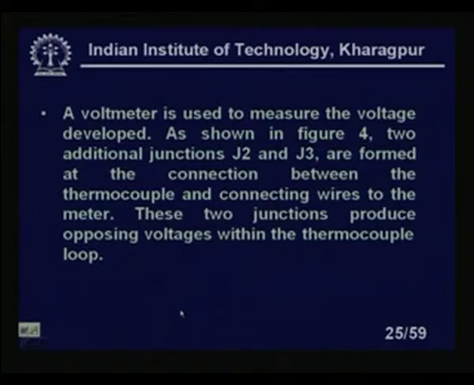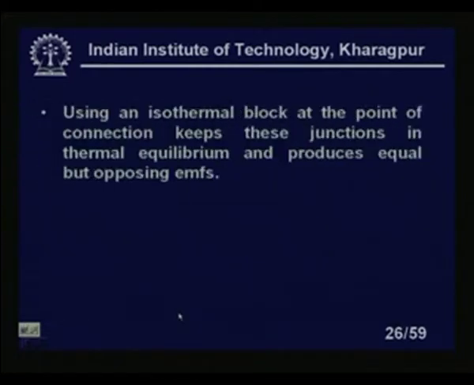A voltmeter is used to measure the voltage developed as shown in the figure, and two additional junctions J2 and J3 are formed at the connection between the thermocouple connecting wires and the meter, because that cold junction is not there in industry, as I told you. These two junctions produce opposing voltages within the thermocouple loop, right? So one of the most important things is that this should be an isothermal block. I will show you in the next figure.